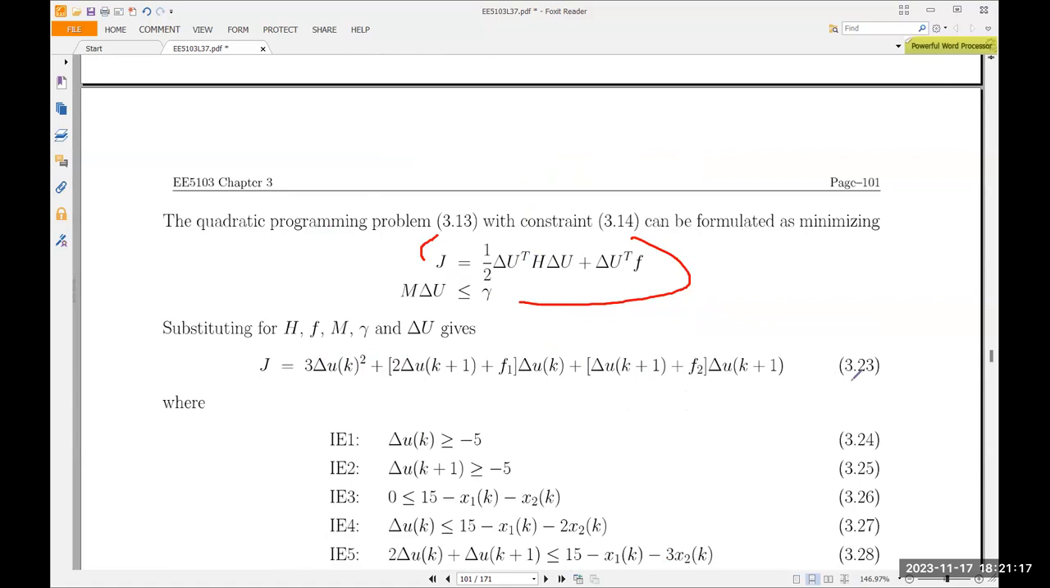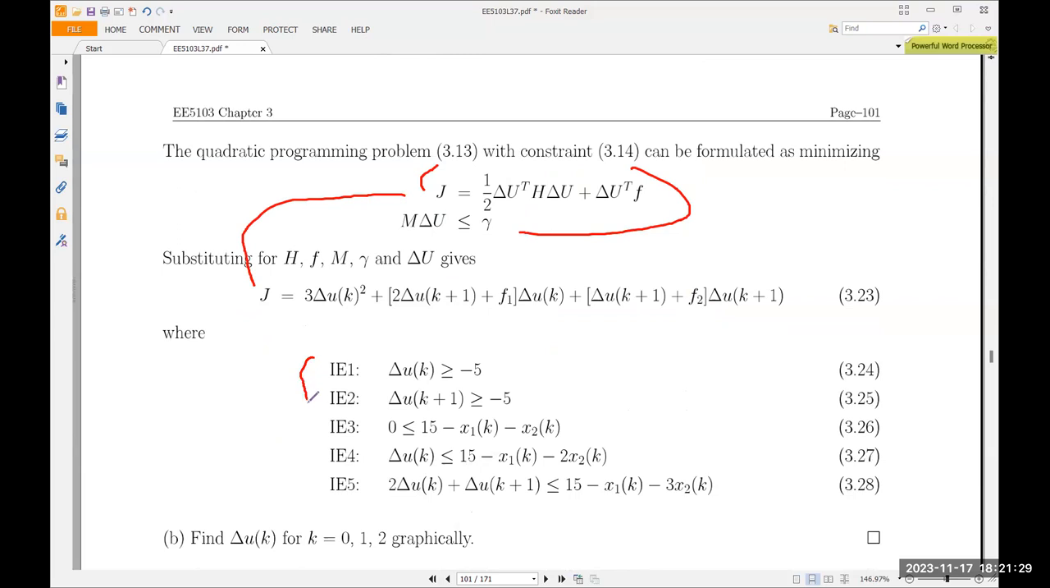You have to do it. It's just tedious maths. And so this one must give you this, and this must give you this set of inequality. All right, this inequality must give you this set of inequality. You stick your M inside here and your gamma here, you will end up with this. Okay, then, so that's done, it is formulated.